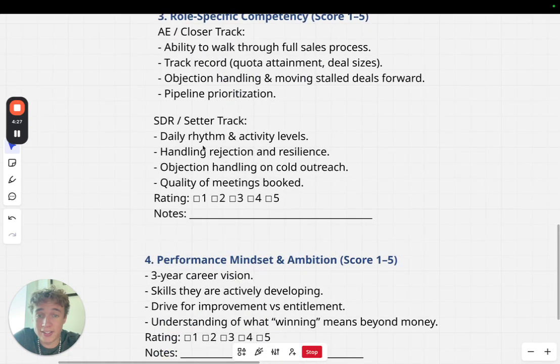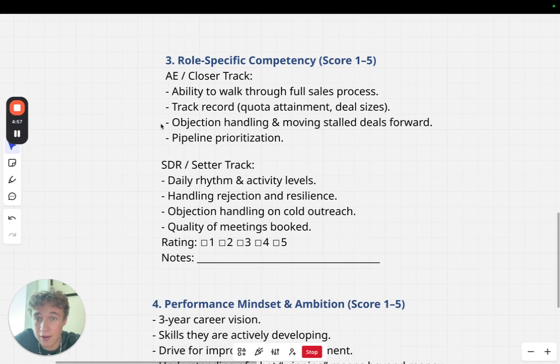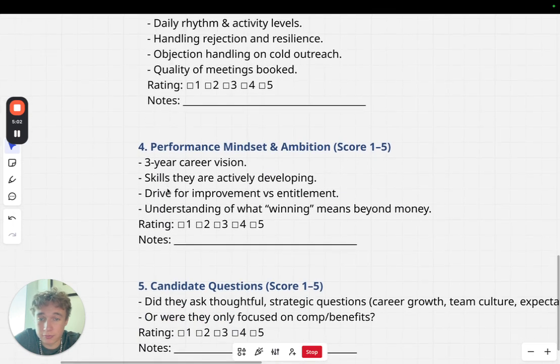So setter, right? Daily rhythm and activity level, handling rejection and resilience, objection handling on cold outreach, quality of meetings booked, right? Also, how do they think through booking meetings? What's their thinking process as they pick up the phone and book someone in? Are they aiming for volume? Are they aiming for quality of the meeting? What does that look like, right? How do they start a conversation, right? All these little things, it's really easy to test. If you yourself have done sales, you'll know what to look for. And then you could rate them, and then you could add the notes.